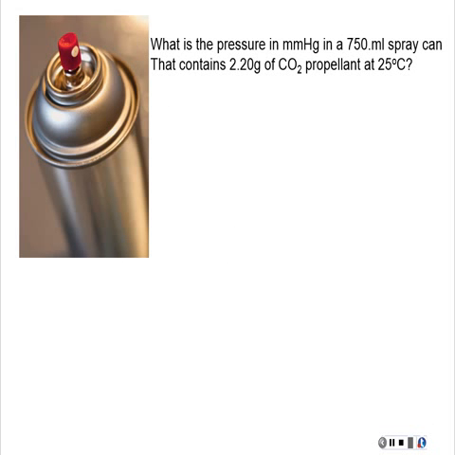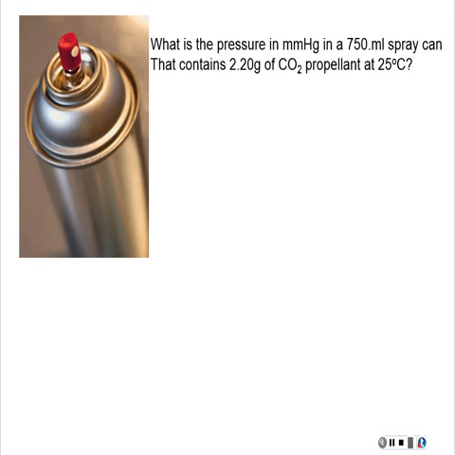Now here's an example. You can see an aerosol can here. We want to know what is the pressure in millimeters of mercury in a 750 mL spray can that contains 2.20 grams of CO2 propellant at 25 degrees centigrade. So all of these aerosol cans have a propellant in them, some gas that will carry out your liquid. The reason you shake up that container is because the liquid always settles to the bottom, and you want to try to get that liquid to come out as a nice spray. So an aerosol actually means a mixture where you have a liquid spread throughout a gas.